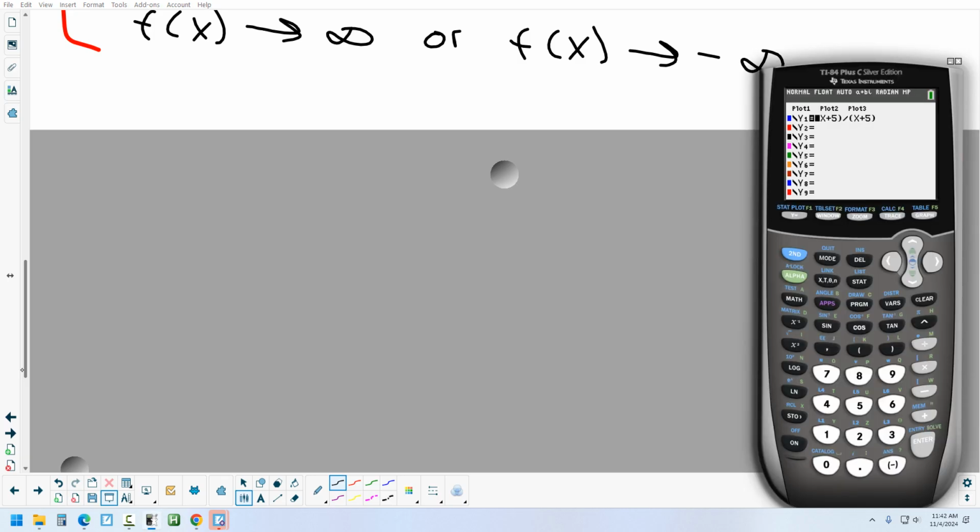Now, if you just change it a little bit, make the top 5.1. Now, -5 does not make the top 0. And now you'll see a vertical asymptote. I had kind of a hard time sketching it, but there is a vertical asymptote there now.